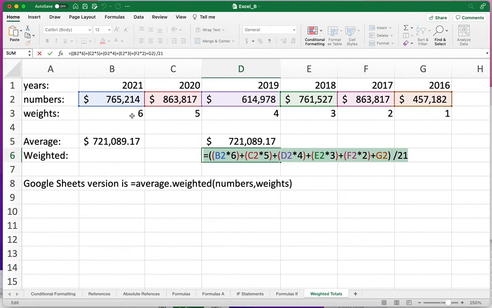And of course, once again, I just picked 6, 5, 4, 3, 2, and 1. I mean, I could have made this 30%, 20%, 15%, 17.5%. It doesn't matter. I could have made it whatever I wanted. I just picked simple numbers for the sake of demonstration purposes.